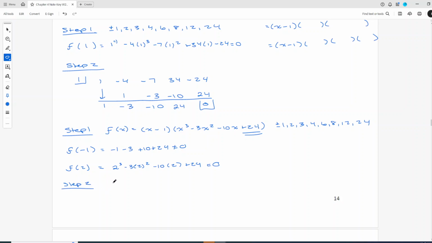Taking up way too much room here. We're going to have to see how I do this. So step 2, you're going to take that 0 and you're going to plug it into your synthetic division. We're going to pull off our coefficients. So we've got a 1, a negative 3, a negative 10, and a 24. And then we bring down and we multiply and we add. I'll stop talking.